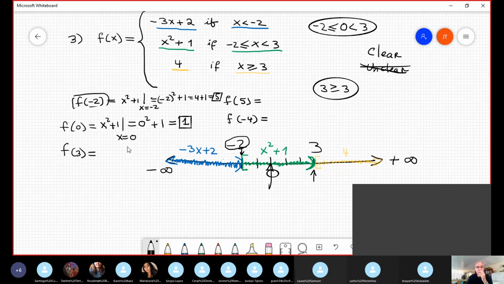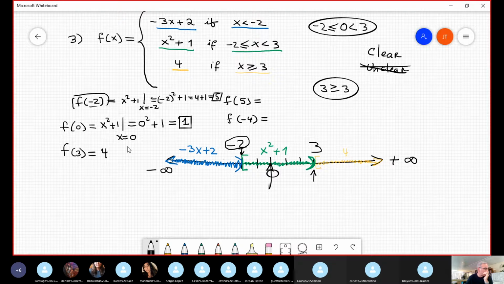So if it's equal, you take the yellow expression, which is just 4. And not necessarily any computation, because it's a constant function, and a constant function does not depend on x. The next is 0, 1, 3, and negative 3.